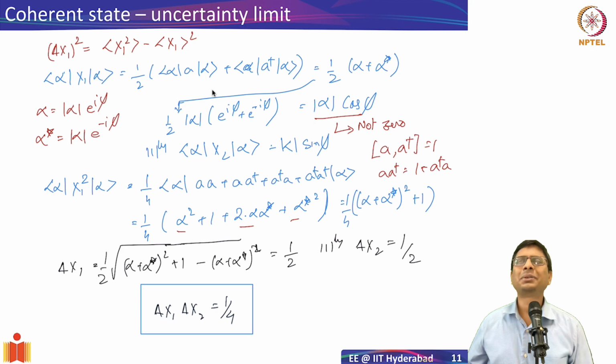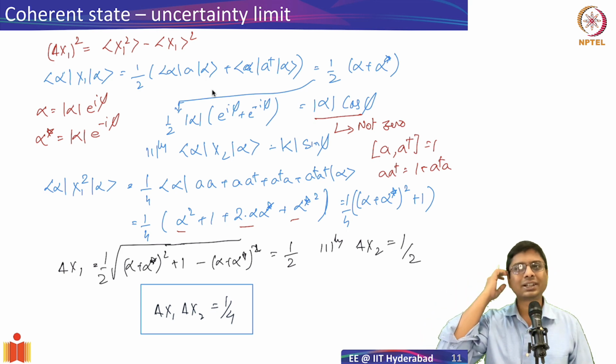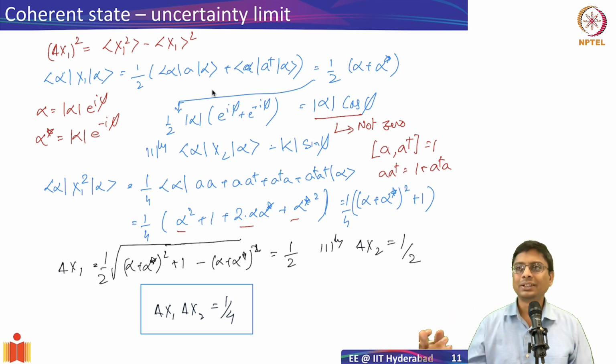A squeeze state will be some other superposition. I mean, we'll have to look at how the things are, but some other superposition. And then compute the uncertainties for that as well. It will be greater than, of course, the minimum uncertainty. But in principle, you can construct it out of number states.